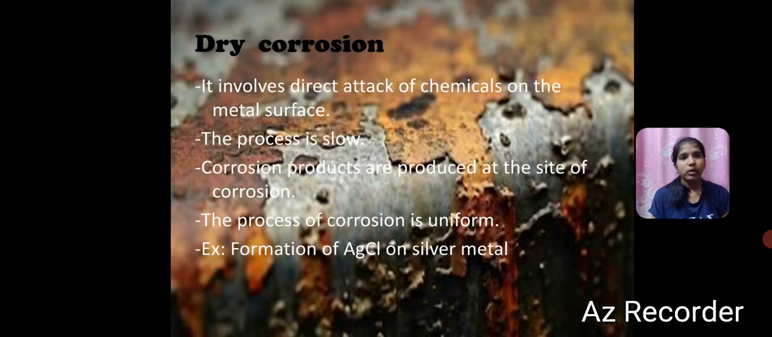Dry corrosion. It involves direct attack of chemicals on the metal surface. The process is slow. Corrosion products are produced at the site of corrosion. The process of corrosion is uniform. Example, formation of AgCl on silver metal.